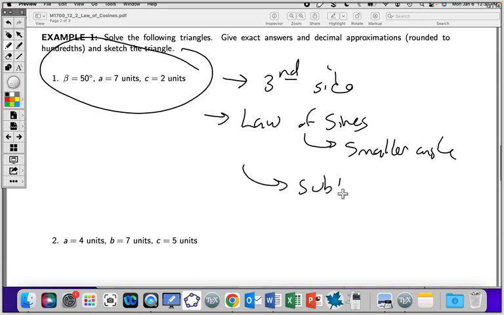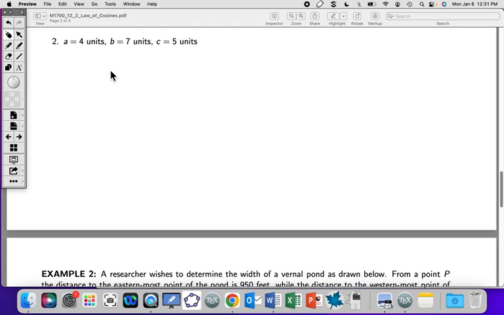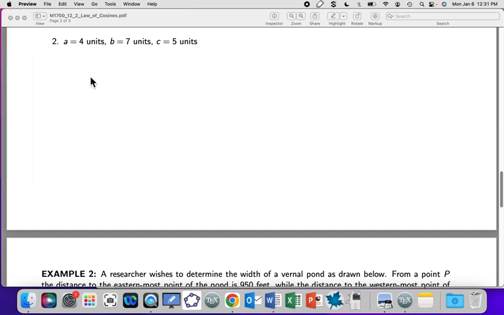And then you can subtract to get the last angle. Okay. All right, number 2. We're given the lengths of 3 sides. So here we don't have any angles at all. So here we're forced to use the law of cosines to help us find the angles.